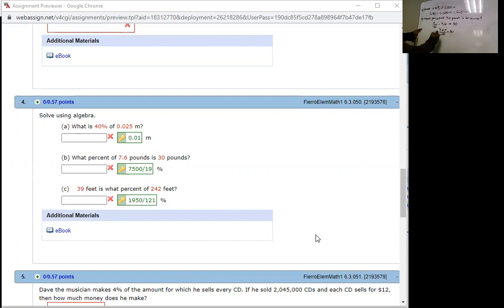And then in this case, multiply both sides by 100. So that means 7.6 P would be equal to 3,000. Then divide both sides by 7.6. This should give you the percent. So 3,000.